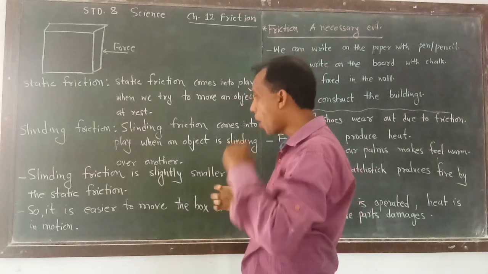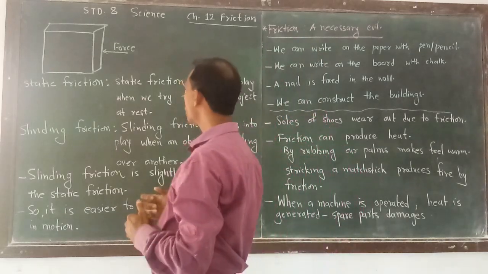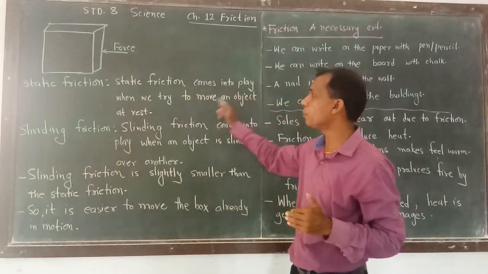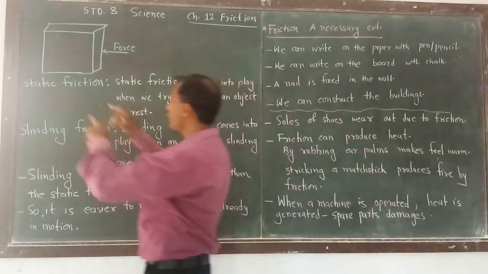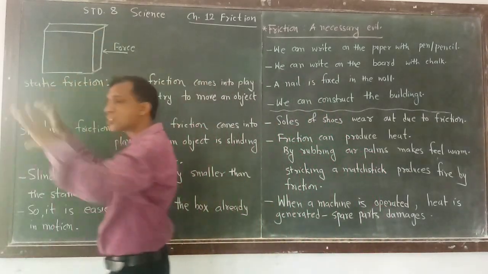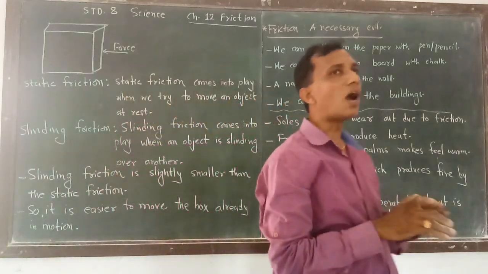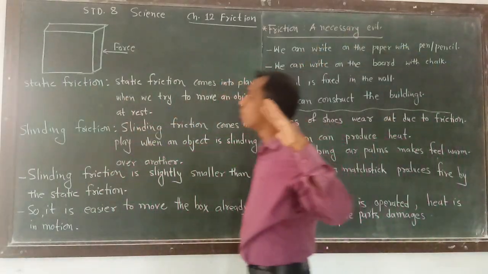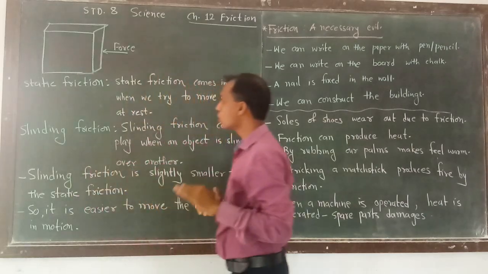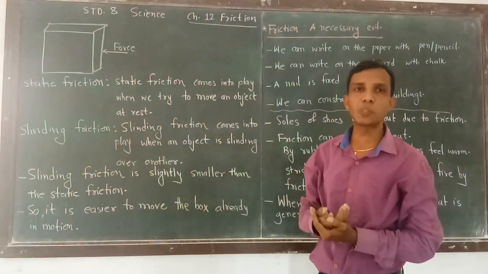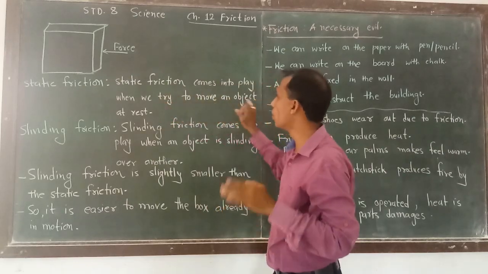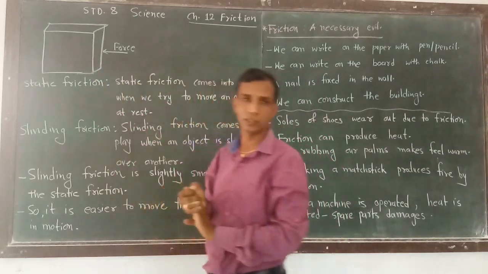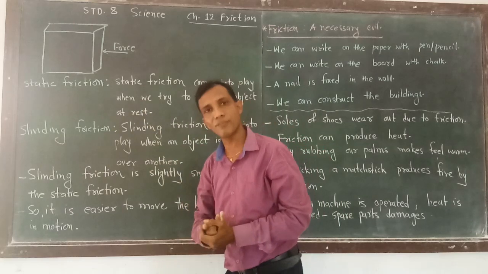So what is static friction? Static friction comes into play when we try to move an object at rest. Initially the heavy object is in a rest position, and now we apply force on one side, so static friction is produced. Static friction comes into play when we try to move an object at rest. It is known as static friction.